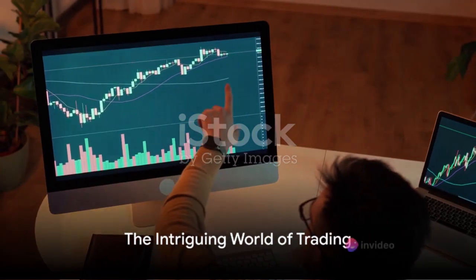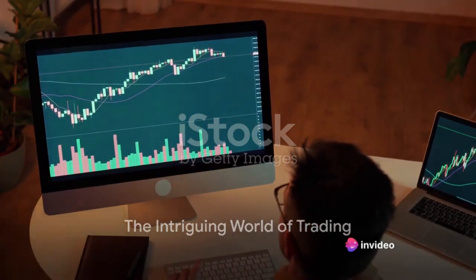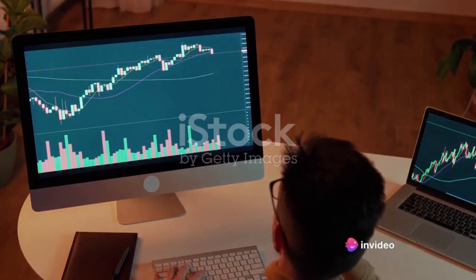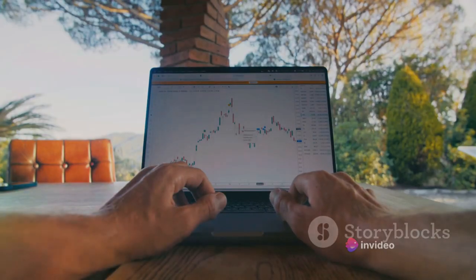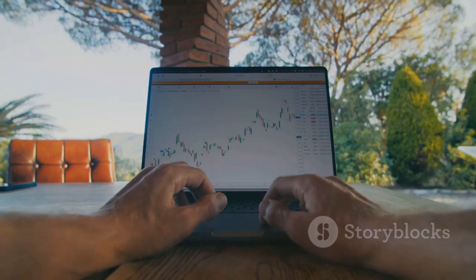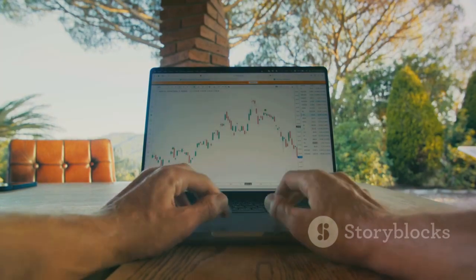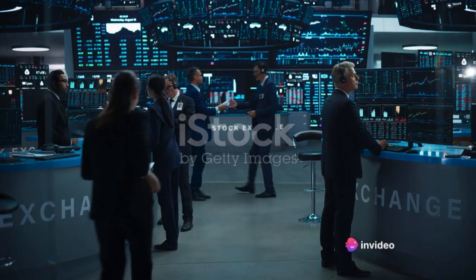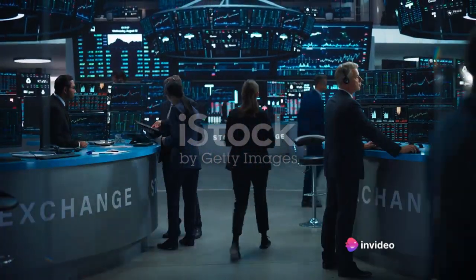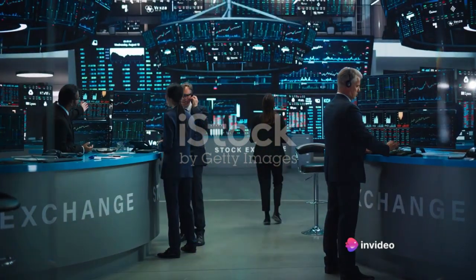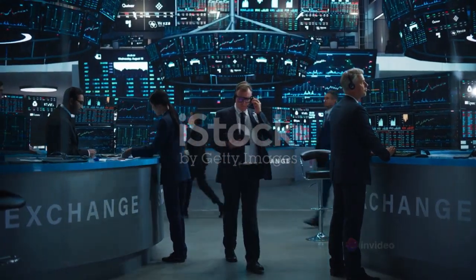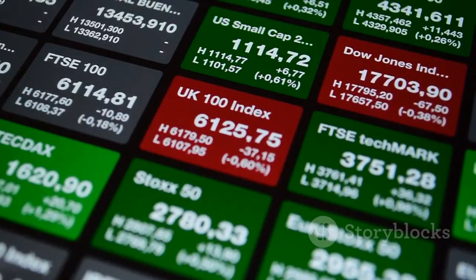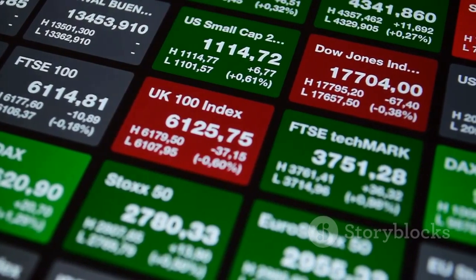Have you ever wondered how people make money from the comfort of their homes just by predicting if a commodity's price will go up or down? Welcome to the intriguing world of trading, a realm where fortunes are made and lost with the rise and fall of market prices. At its core, trading is about buying and selling assets. These can be anything from stocks and commodities to currencies. The objective? Buy at a low price and sell at a higher one to secure a profit.